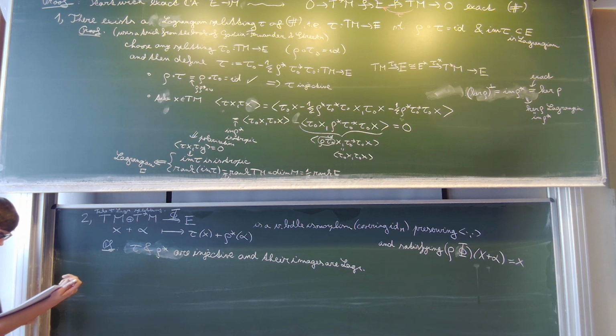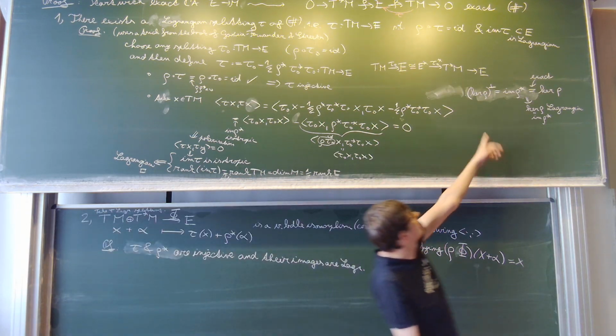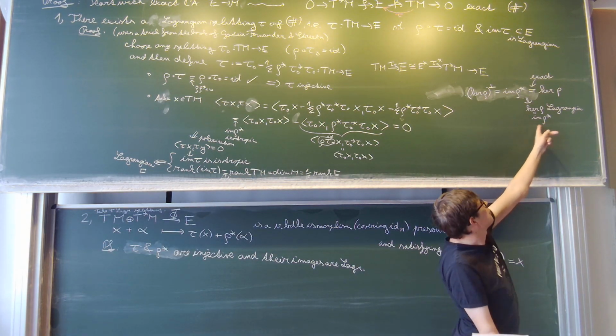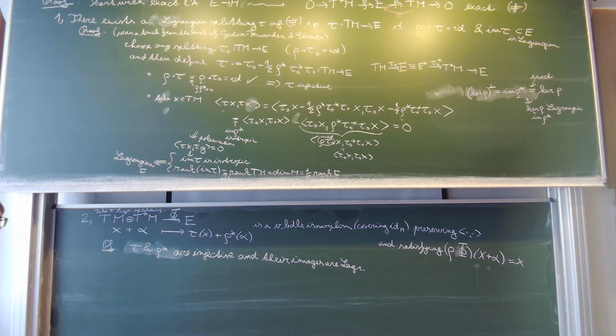And the image of rho star being Lagrangian, yes, that's also this claim. The image of rho star is Lagrangian. It's the same as the kernel, it's coisotropic, and if the dimensions agree, it's Lagrangian.